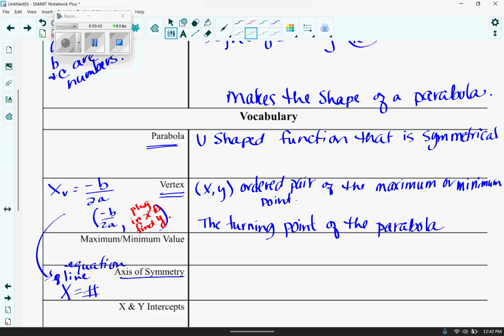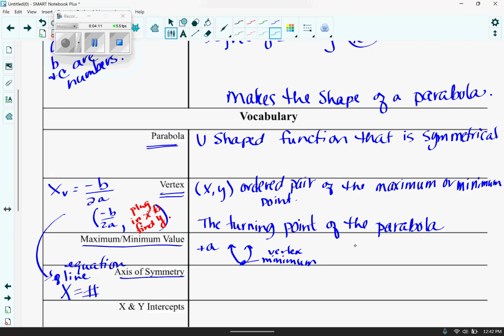All right, so then the next piece here we have is the maximum or minimum value. Well, if the a value is a positive a, it's going to make a happy face. If you make a happy face, it's like a bowl, and you're going to have a low point. That low point is called the minimum. That would also be the turning point, so it's called the vertex. So it's a vertex, and it's the minimum.